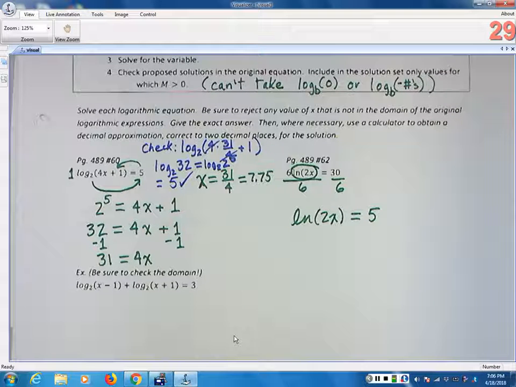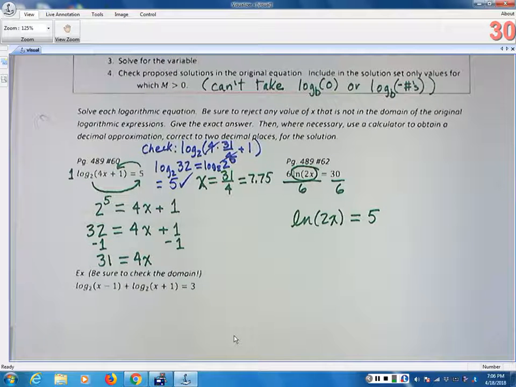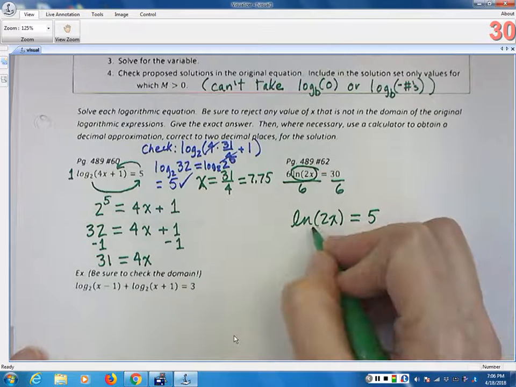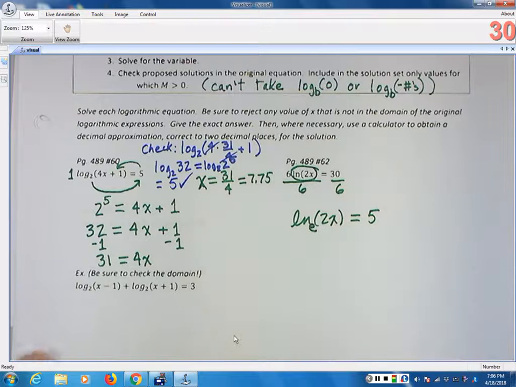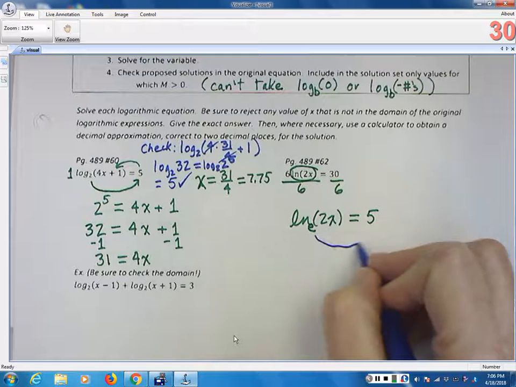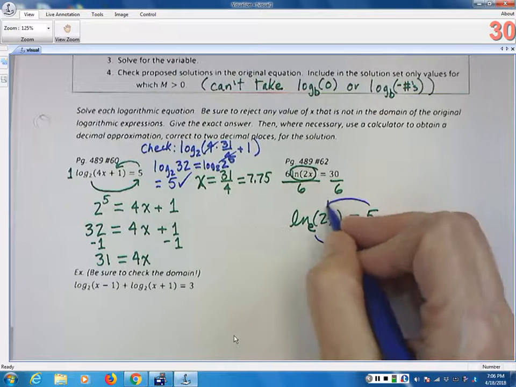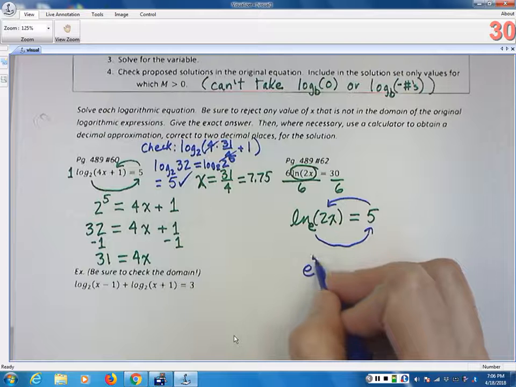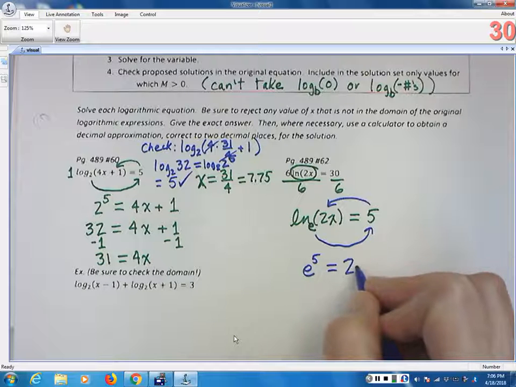Okay, so now we have a single log equals a constant, and the base is e. Natural log's understood base is e. So now we can rewrite this as an exponent. e to the 5 equals 2x.